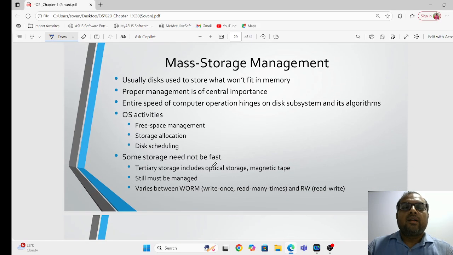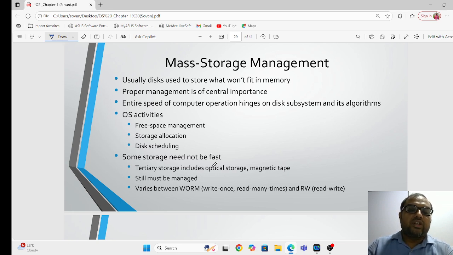Next is our mass storage management. It is usually used for disks, to store what would not fit in your memory. Proper management is of central importance. The entire speed of computer operation hinges on the disk subsystem and its algorithms. The operating system activities are free-space management, storage allocation, and disk scheduling. These are the mass storage management activities.